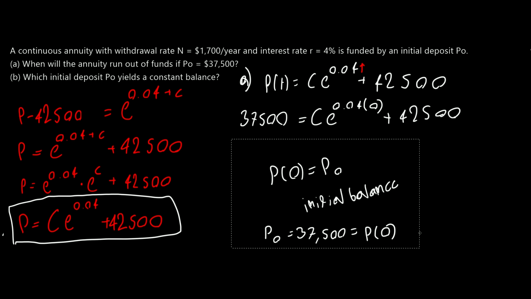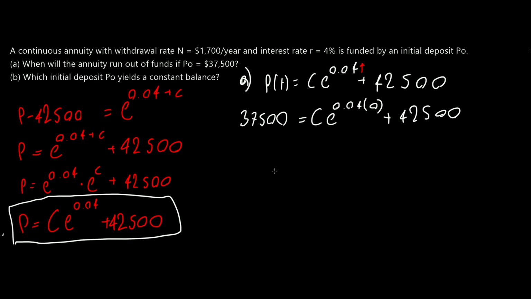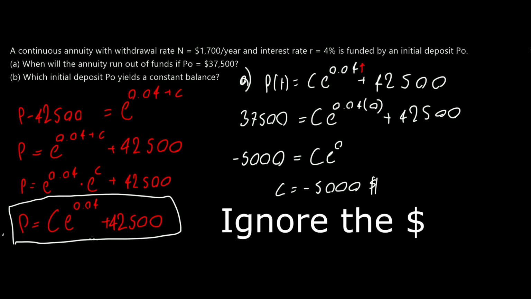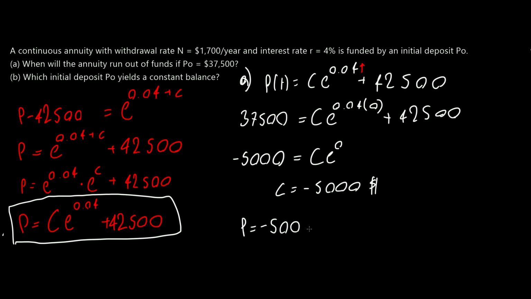So let me go ahead and delete this to make more space. If we subtract 42,500 from both sides, on the left we're going to have negative 5,000, and then this will equal C times e to the power of 0.04 times 0, which is 0. And we also know that anything to the power of 0 is simply 1. So now let's plug our C into our general solution. So we're going to have P equaling negative 5,000 times e to the power of 0.04, don't forget the t like I did, and then plus 42,500.